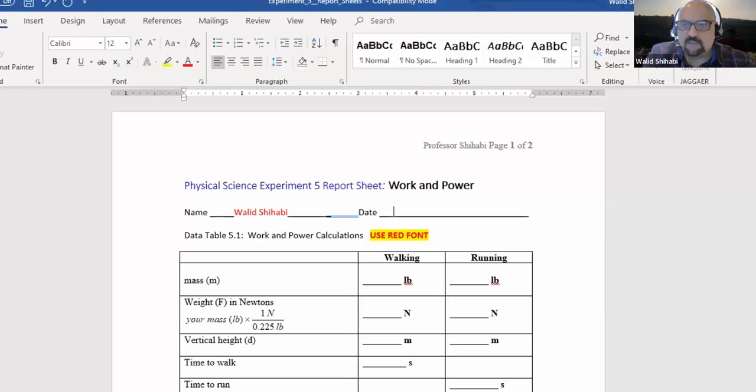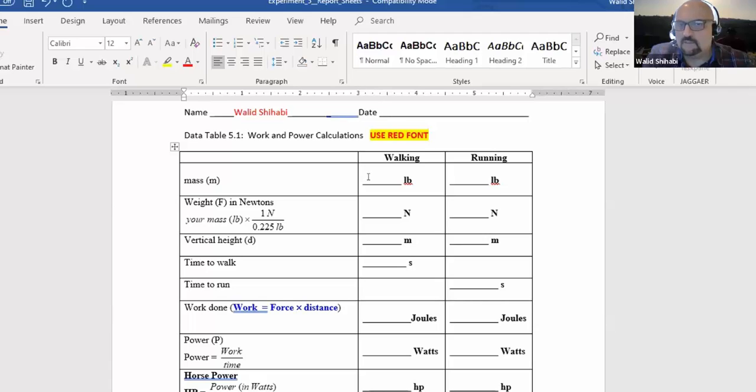Here under mass, you'll record your weight in pounds, okay? Whatever your weight is. Let's say, for example, you are 200 pounds, so you'll type 200 pounds here. And make sure you make it red. And then the same thing for running, whether you're walking or running up a flight of stairs, it's still 200 pounds. You still have the same mass, okay? Regarding the weight, guys, no one will know your weight except your instructor, okay? And I will not tell, okay? So make sure to record your weight. That's fine.